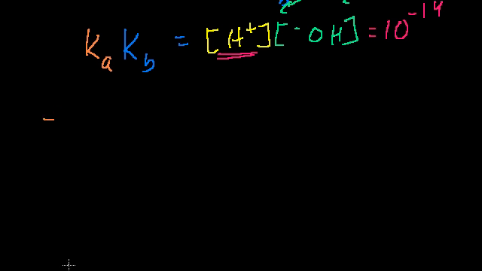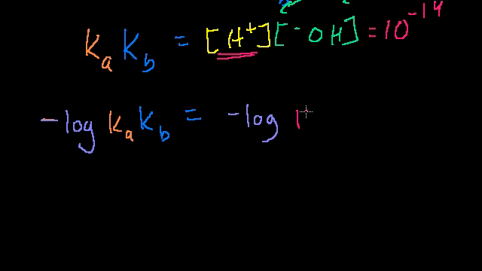So you get the minus log, of course it's base 10, of Ka times Kb is going to be equal to the minus log of 10 to the minus 14. So what is this equal to? The log of 10 to the minus 14 is minus 14, because 10 to the minus 14th power is equal to 10 to the minus 14. You take the negative of that, so this becomes 14. So the right-hand side of your equation just becomes 14.